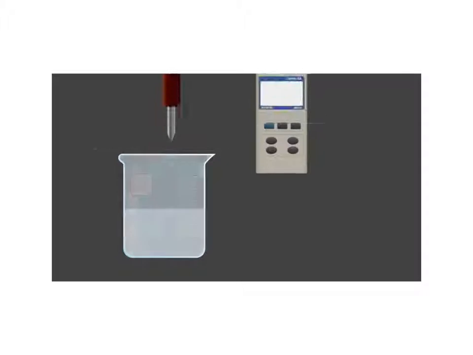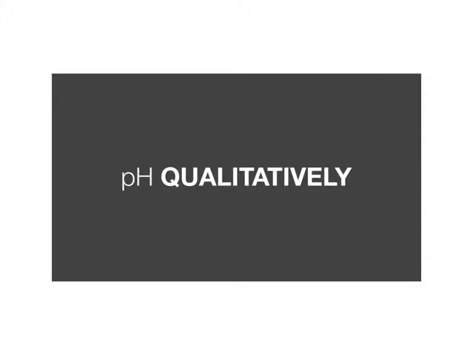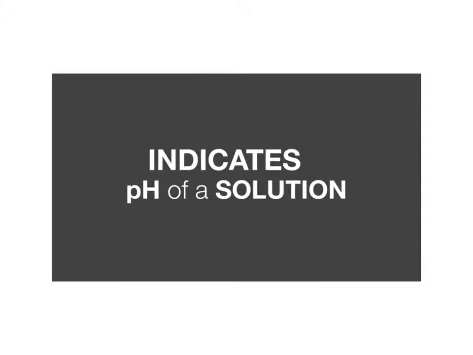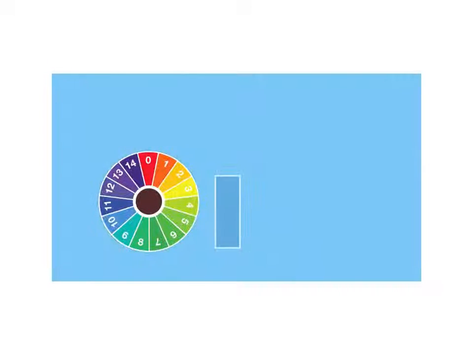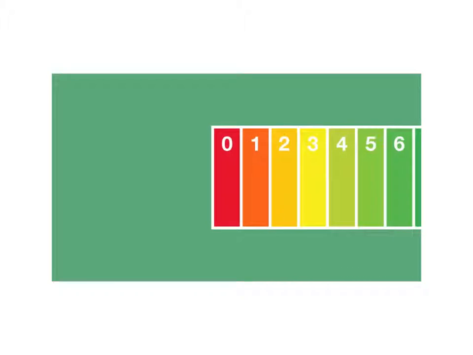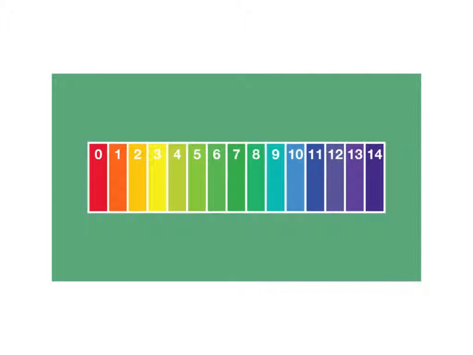While it is possible to quantitatively measure the pH of a solution using a device known as a pH meter, there are also ways to determine pH qualitatively. In this lesson, we will learn about indicators, which help us indicate the pH of a solution. An indicator changes color depending on the pH of the solution analyzed. Because of this, they are also known as pH indicators. Universal indicator is very versatile as it can measure pH across the entire scale from 0 to 14. It is not a single indicator, but rather a combination of various indicators.